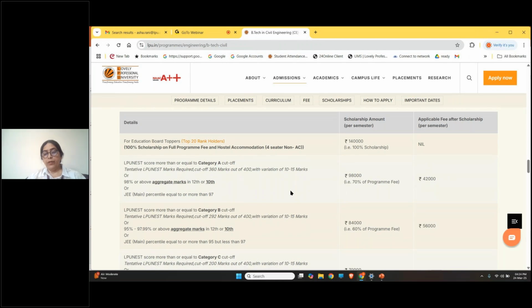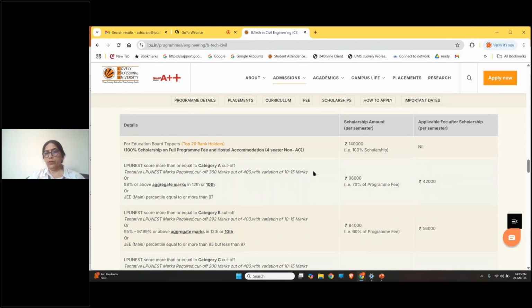As I told you, tomorrow is the last day to apply to get the maximum scholarship. We are offering the scholarship on the previous two qualifications. In BTech Civil Engineering, if your percentage in 12th is 98% or more, or if you scored 98% and above in 10th, even then you will get this scholarship of 70% of your program fee, meaning 98,000. Their fee will be 42,000.